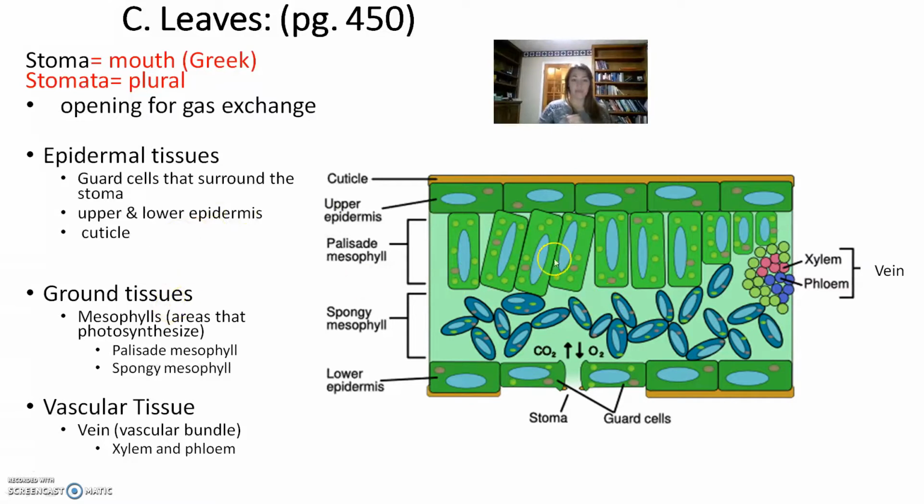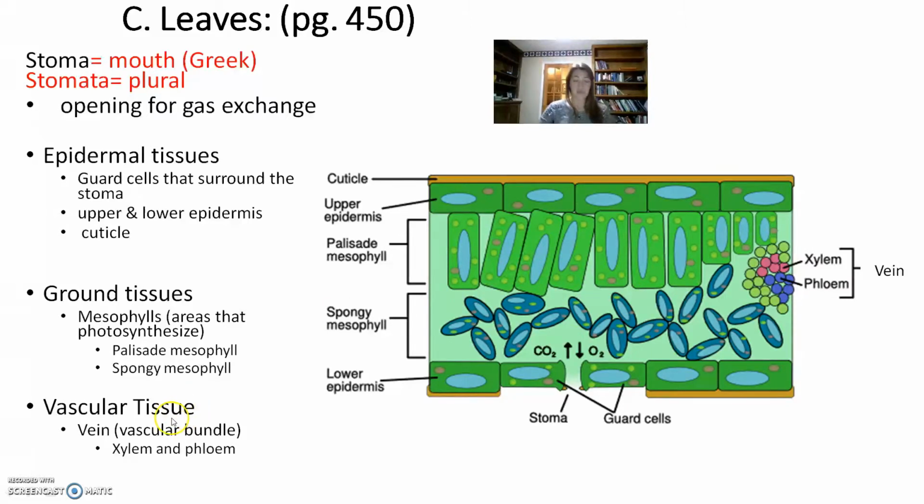Ground tissue. Okay, the mesophyll are the areas that undergo photosynthesis. So you have the palisade mesophyll and the spongy mesophyll. How I remember palisade is I think of a palisade wall, like a castle. They're tall and erect and sturdy, and that's how palisade. And then spongy is just like a sponge. It's kind of all over the place, and there are some holes and gaps in it. So those are the major parts where photosynthesis takes place. That's where the chloroplasts are housed.